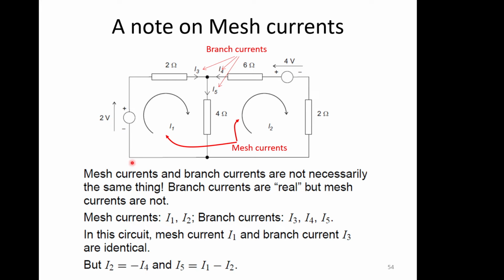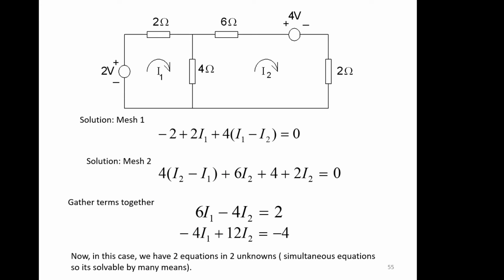Okay, so there's another note here on mesh currents. Mesh currents and branch currents are not necessarily the same thing. Branch currents are real. You can measure them if you put a meter in the loop, but mesh currents not necessarily, and we've looked at that before, because this mesh current here is not the same as the branch current down here. So there's something going on in the definitions of mesh currents. But we've talked about that before, and it's nothing to get too worried about.